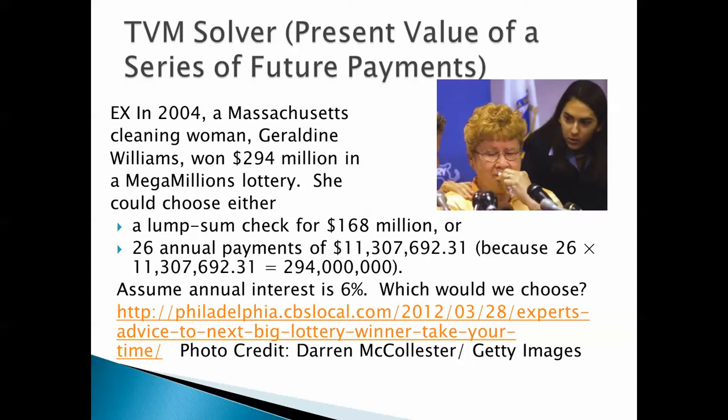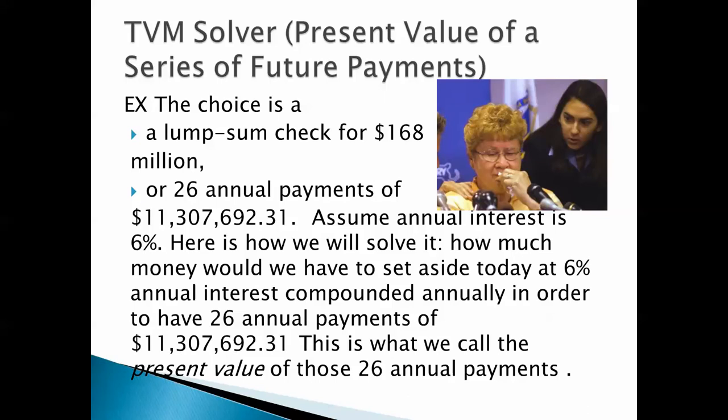Which would we choose? Here are our choices. A lump sum check for $168 million or 26 annual payments of $11,307,692.31. Here's how we'll solve it. How much money would we have to set aside today at 6% annual interest compounded annually in order to have 26 annual payments of $11,307,692.31? This is what we call the present value of those 26 annual payments.